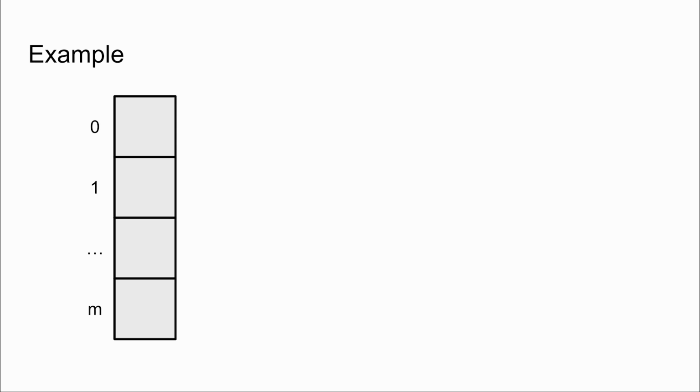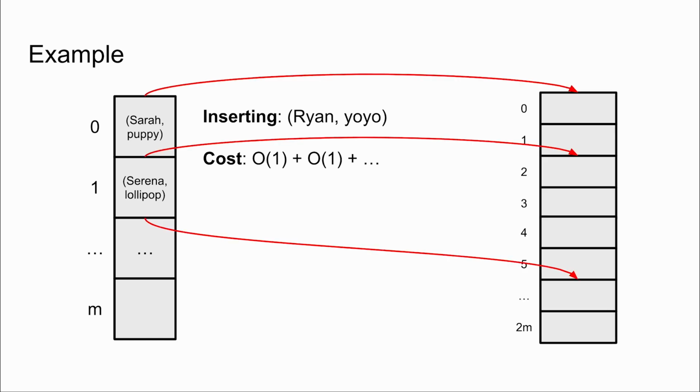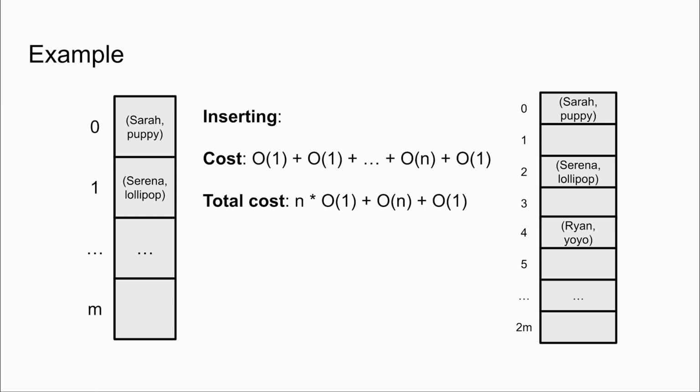Let's look at an example. Say we want to insert Sarah Puppy into this hash table like so. The cost of doing so is O(1). Now maybe we want to insert Serena Lollipop. The cost of doing this is also O(1). Then we keep inserting until at some point, one more insertion would cause us to exceed our load factor threshold, in which case we need to resize the table. Then we allocate the new table and rehash all existing elements in a process we know takes O(n) time. Then we insert the new item, which is O(1). Let's calculate the total cost of all our insertions. We had n constant time insertions, followed by rehashing, which is O(n), and then we had one more insertion.